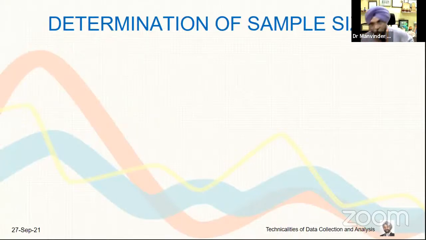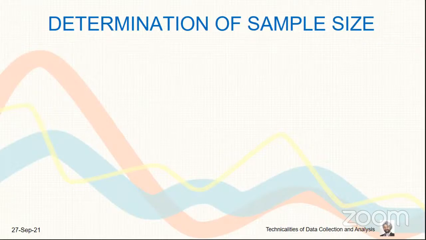So the next step is very, very important. I know, because we started late, we will be ending a little bit later. Any problem till now, or any question? You can ask me now regarding probability and non-probability sampling.